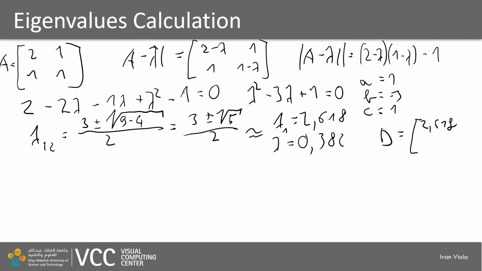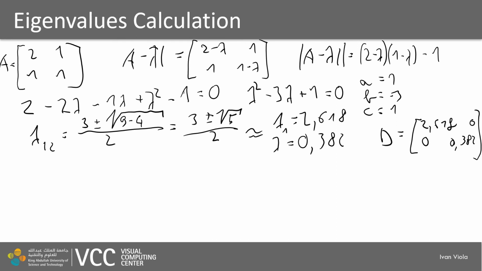Now, how do we calculate? So this will be our diagonal matrix: 2.618, 0, 0, 0.382. This is our diagonal matrix. Our orthogonal matrix, how can we calculate that one?